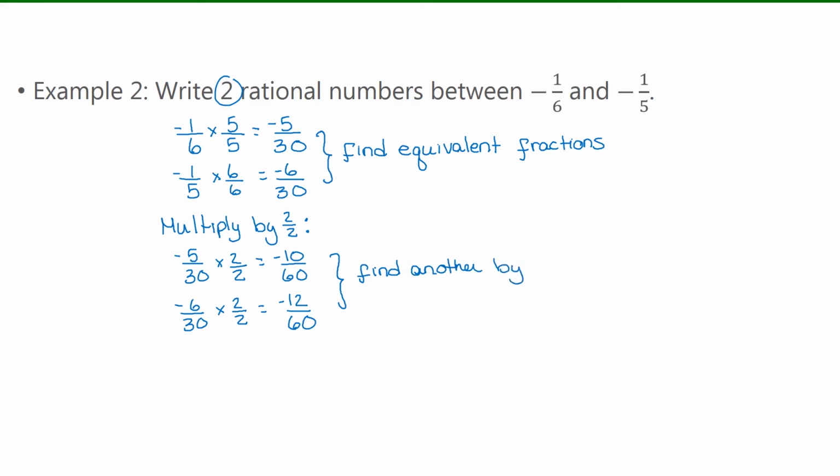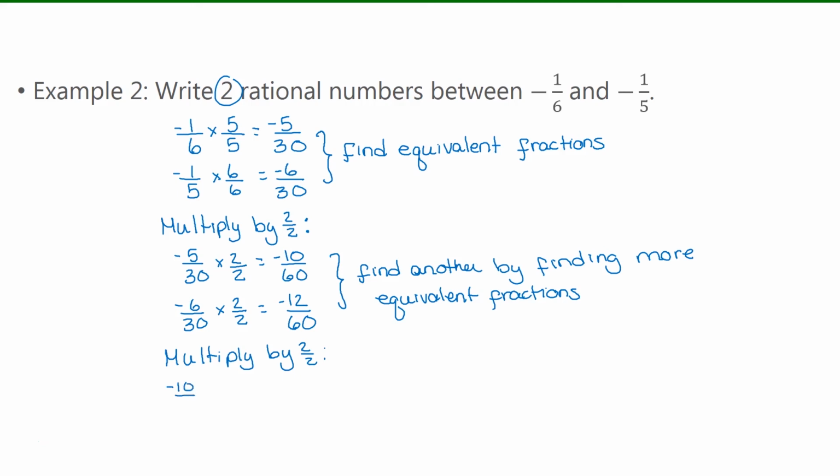So we can find another fraction by finding more equivalent fractions. So I'm going to go ahead and multiply by 2/2 again. So -10/60 times 2/2 will give me -20/120. And then I'll get -24/120. So now you see I'm able to identify some numbers in between.